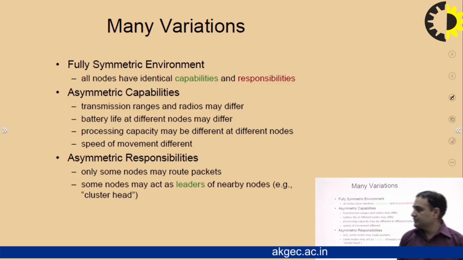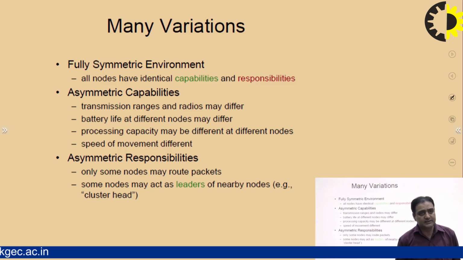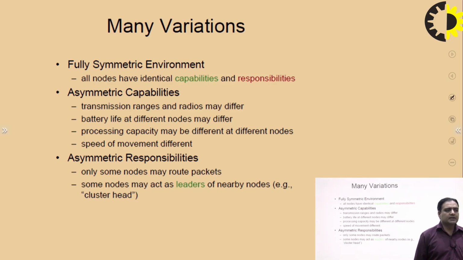So transmission ranges and radius may differ. Battery life at different nodes may differ. Processing capability may be different at different nodes. Speed of movement is different. These are the asymmetric capabilities. These are the challenges in MANET networks, mobile ad hoc network systems.